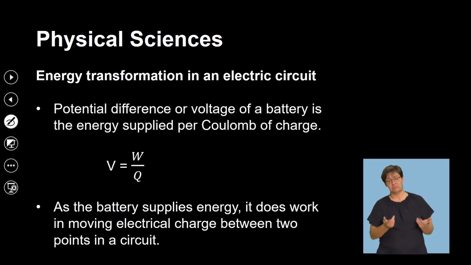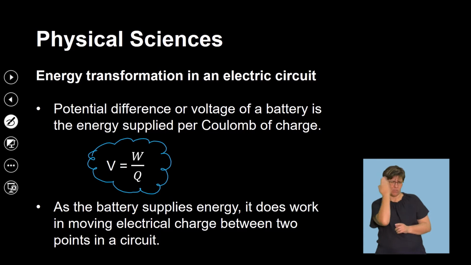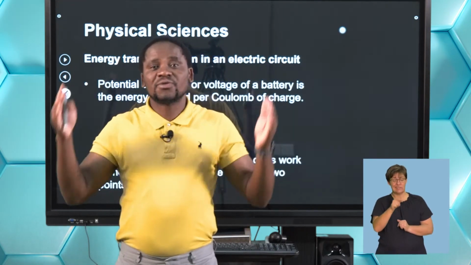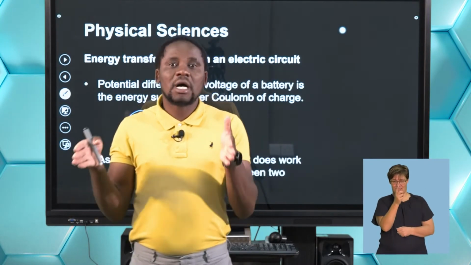Now, the potential difference, which is the voltage of a battery, is the energy supplied per coulomb of charge. Okay, this is a very important concept that we briefly touched on when we looked at the concept map. Now, the role or the function of a battery as a source of energy in an electrical circuit has a lot to do with energy transformation.